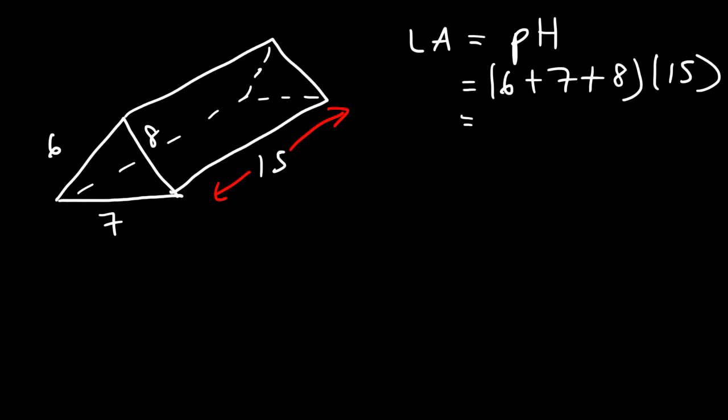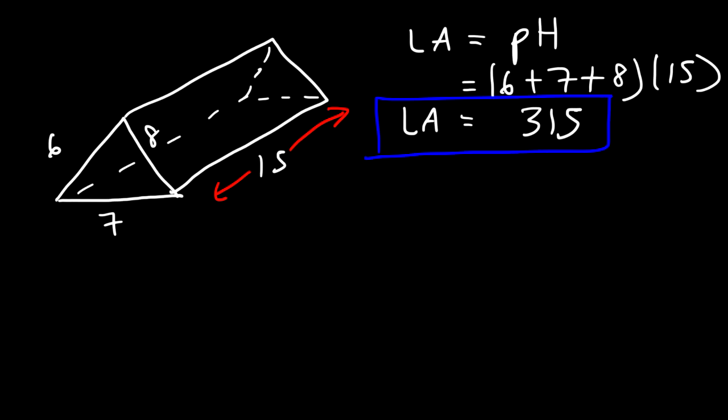So 6 and 7 is 13 plus 8, that's 21. And 21 times 15 is 315. And so that's going to be the lateral area. It's 315 square units. So now for the surface area. So let's calculate the area of the base.